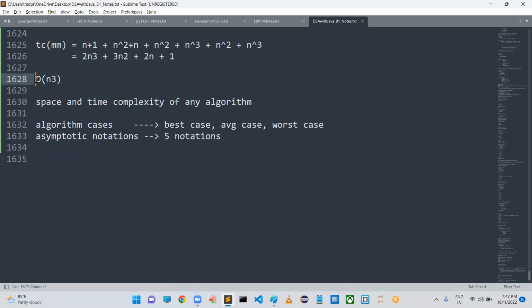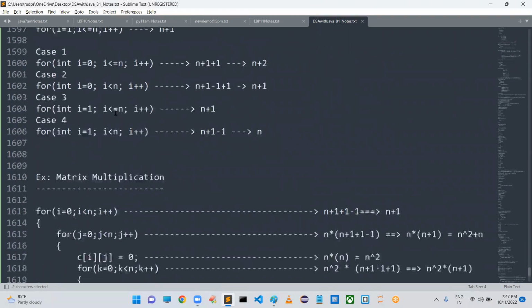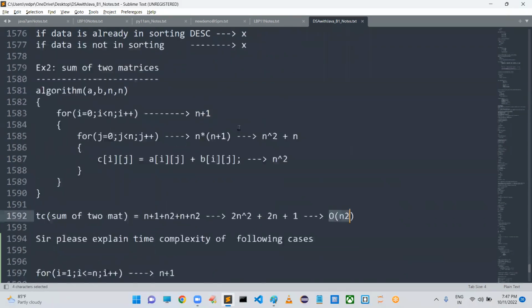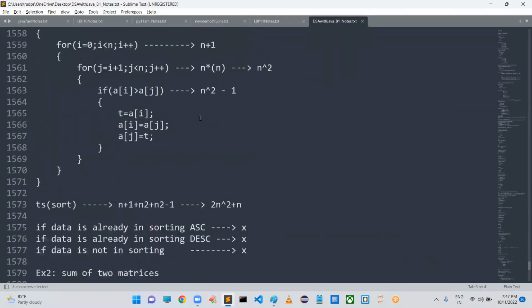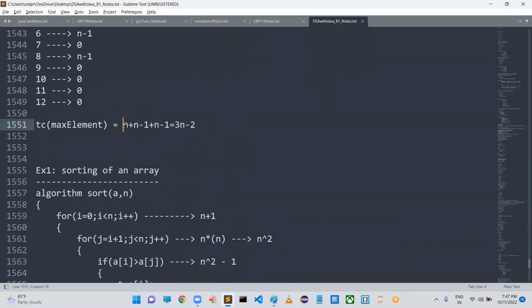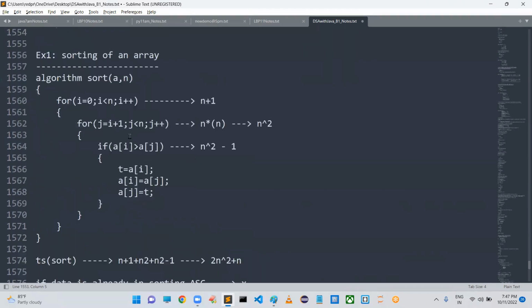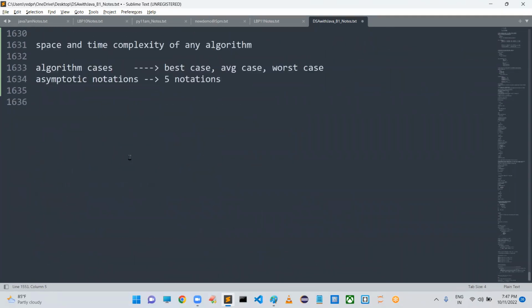Just ignore that line, Arjun, this one is not required. The highest order, whatever you are getting, that will be the complexity. In our previous classes also, when we calculated the highest order, we got n square, that's why big O of n square. In our previous algorithms also, whenever you calculate the higher order, that is the complexity. Right. So this is today's session.